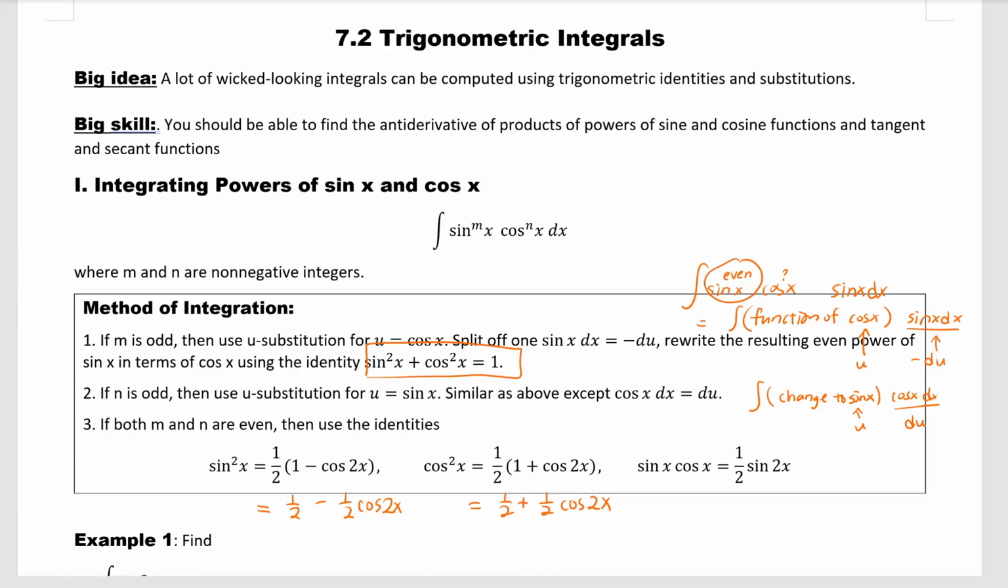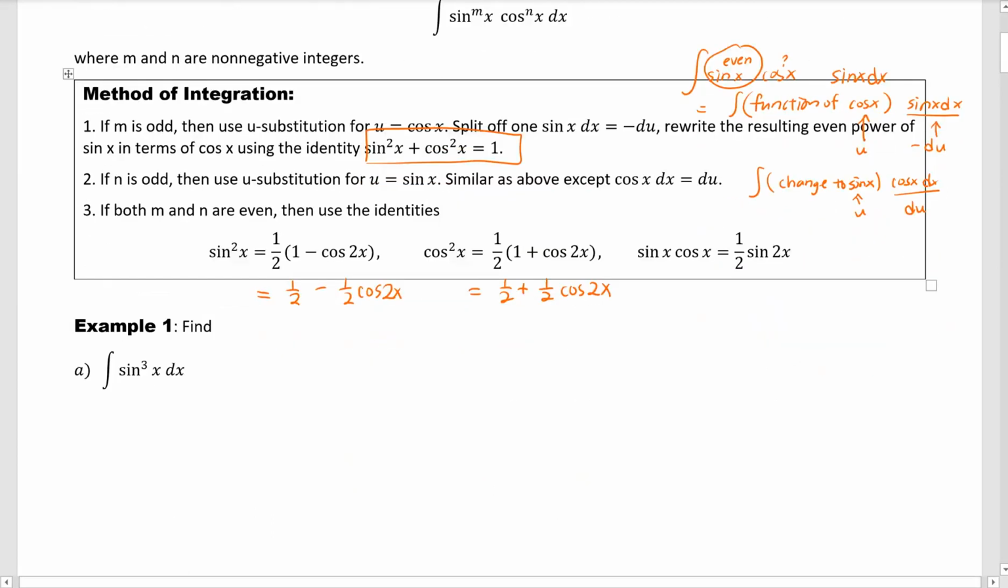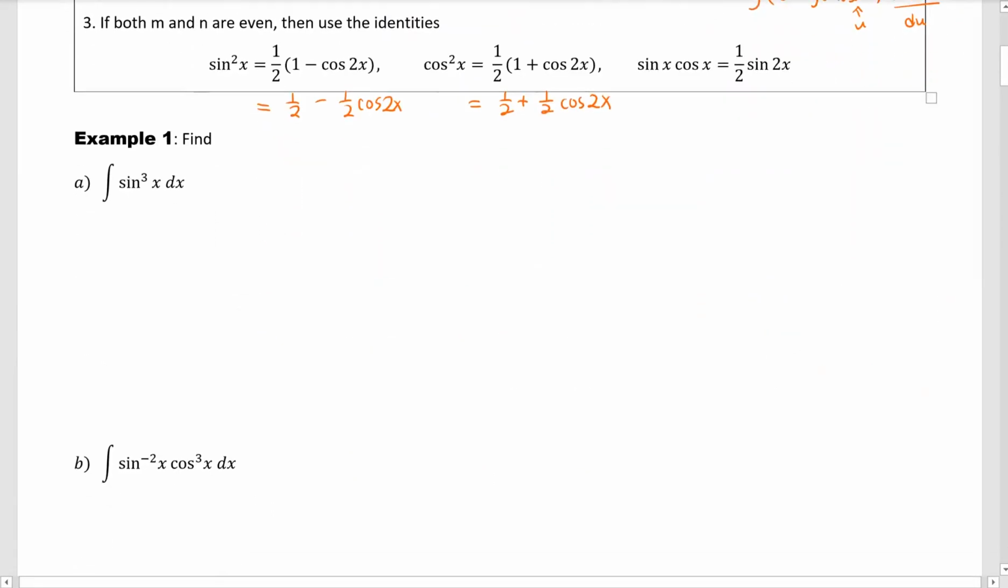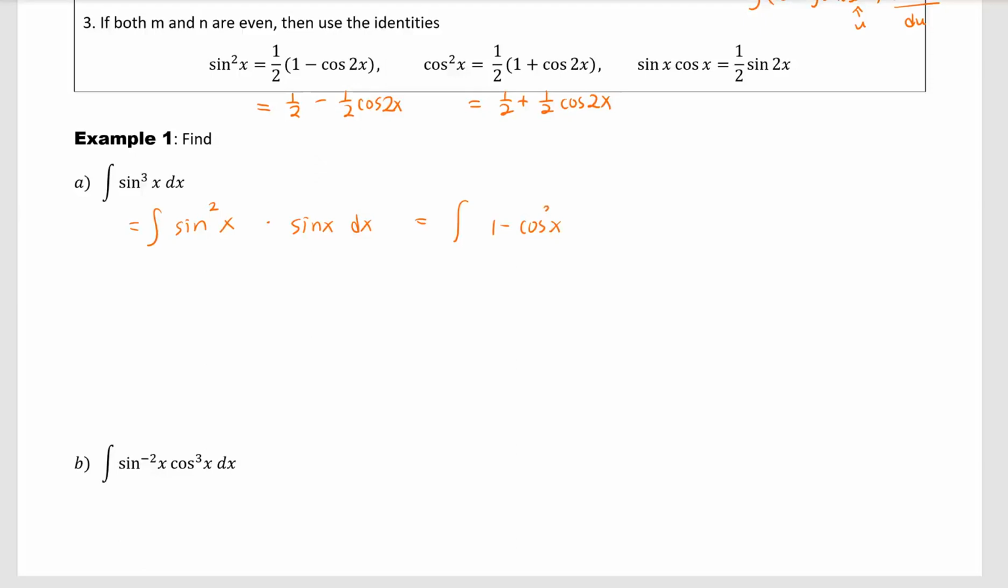Okay, so let's work on examples. First one: you see the power of sine is odd, right? So we're going to split off one factor of sine x at the end. What's left? Sine squared. Then we change the sine squared in terms of cosine, so sine squared is 1 minus cosine squared, times sine x dx. Then we're ready, because now we can use u substitution since the derivative of cosine is sort of sine x, right?